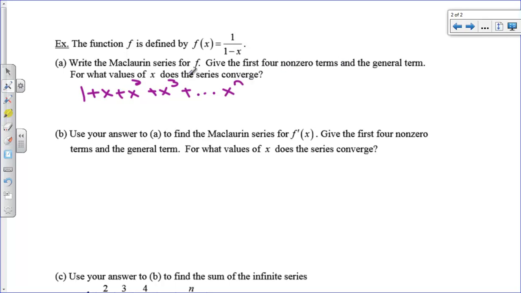Now, for what values of x does this series converge? We already know that for a geometric series, the ratio has to be between -1 and 1, and a geometric series will never ever converge at the endpoints.